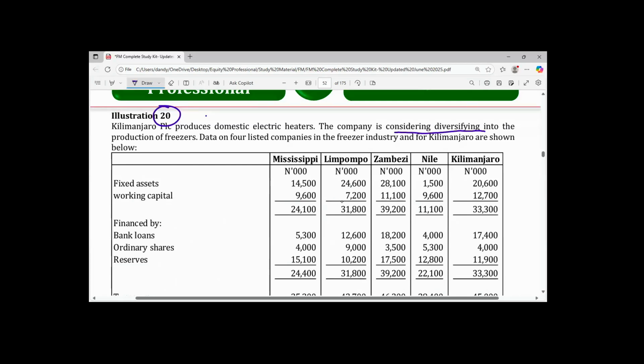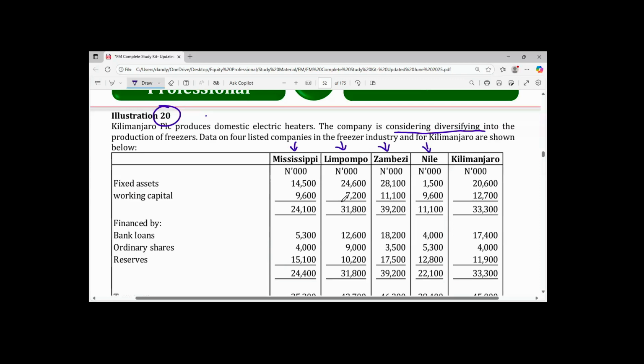To calculate project-specific WACC, there are 5 procedures you are expected to carry out. Step 1 is to identify the proxy companies. In this question, there are 4 proxy companies. Kilimanjaro is the main company that wants to diversify into the production of freezers. So there are 4 companies already operating in the freezer industry. We have Mississippi, Limpopo, Zambezi, and then Nile. Those are the 4 companies currently operating in the freezer industry.